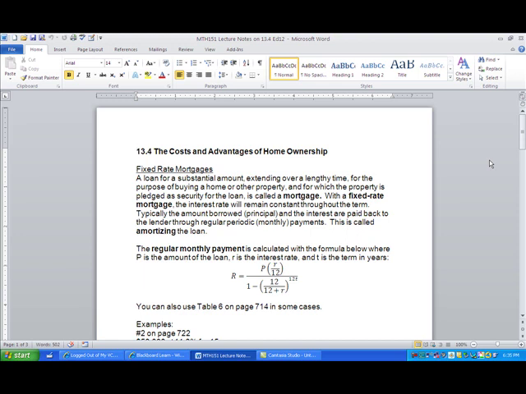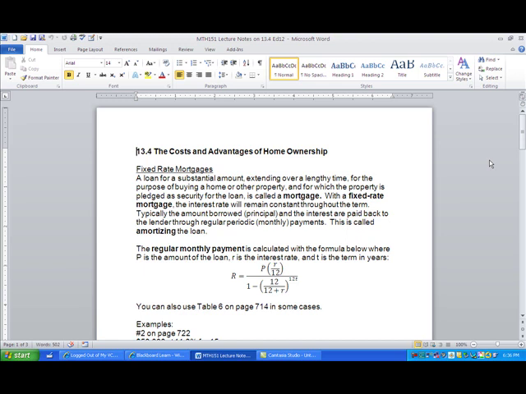With a fixed rate mortgage, the interest rate will remain constant throughout the term. Typically, the amount borrowed, which is called the principal, and the interest are paid back to the lender through regular, periodic, monthly in most cases, payments. This is called amortizing the loan. The regular monthly payment is calculated with the formula below, where P is the amount of the loan or the principal, R is the interest rate expressed as a decimal, and T is the term in years.